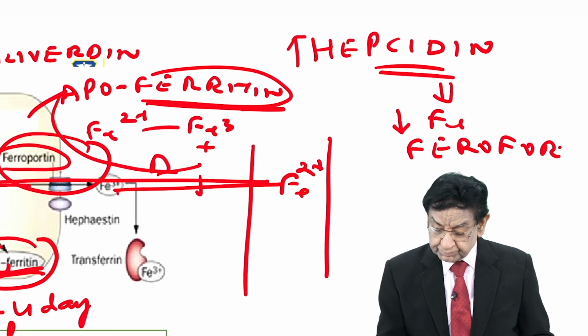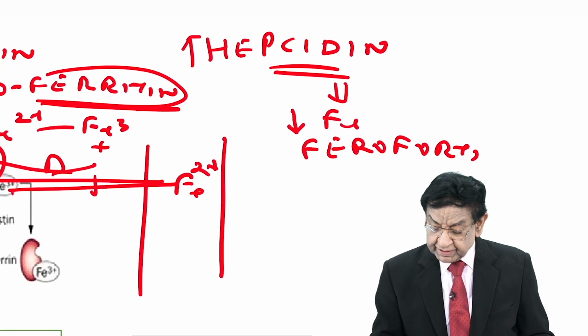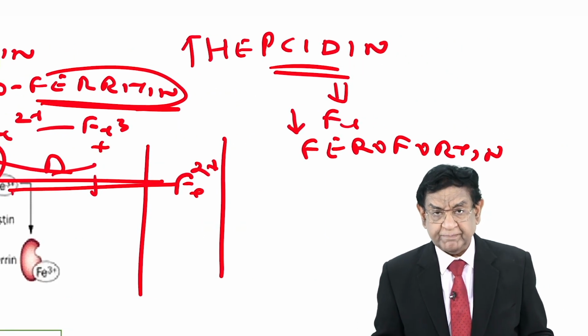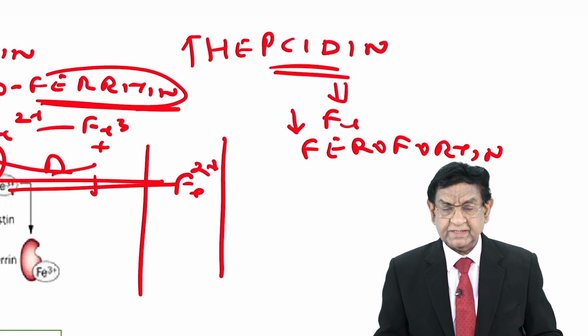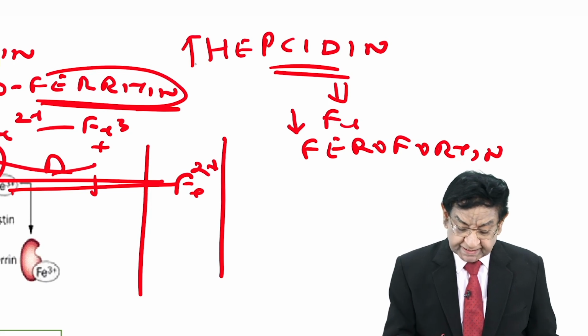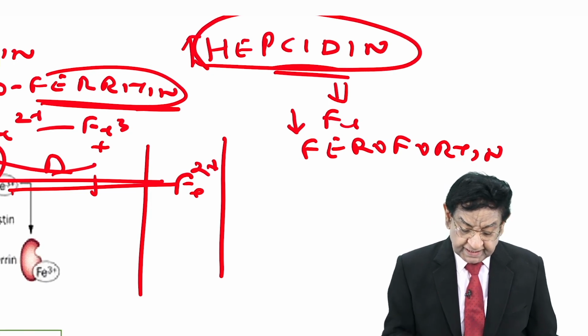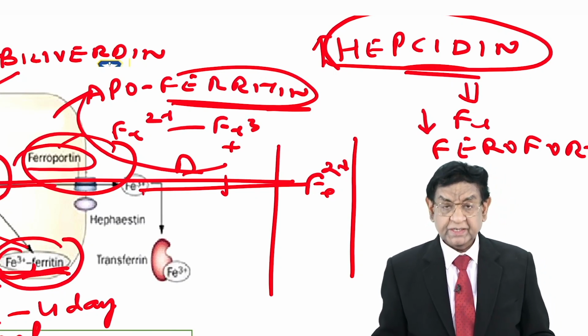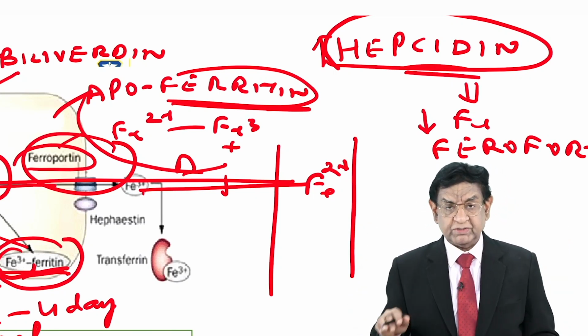Ferroportin. I can give you a day-to-day example. We all drive a vehicle, maybe a bike, maybe a car. In the car we have a brake. Once you apply the brake, what happens? The car speed goes down. This is the brake. Hepcidin is the brake, and it will apply on the ferroportin. Okay, so it's a brake which acts on the ferroportin.